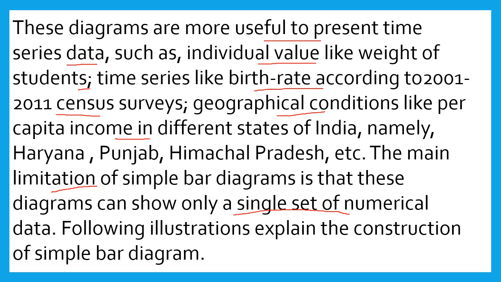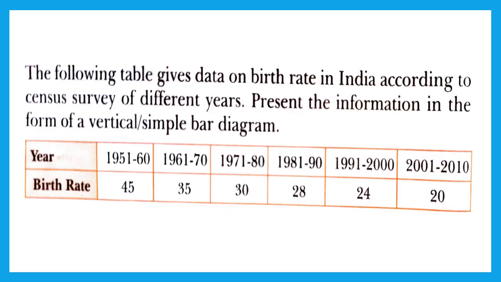Now just see with the help of illustration. See, the following table gives data on birth rate in India according to census survey of different years. So basically what is given in the question? The data on birth rate in India is given on the basis of different years. Present the information in the form of vertical or simple bar diagram. So first thing, just notice that there is only one feature, that is birth rate. This is the year and this is birth rate. So how we will represent it in the form of bar diagram?